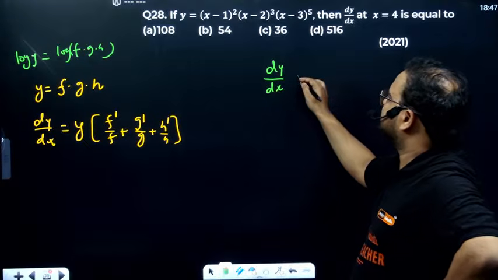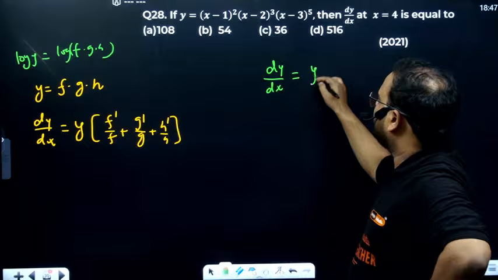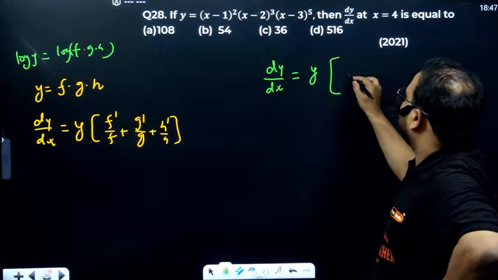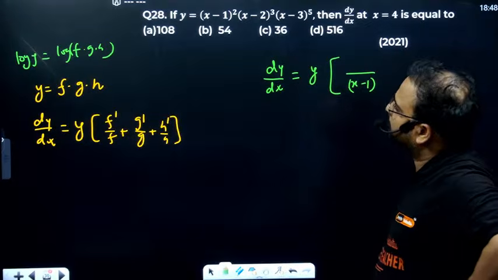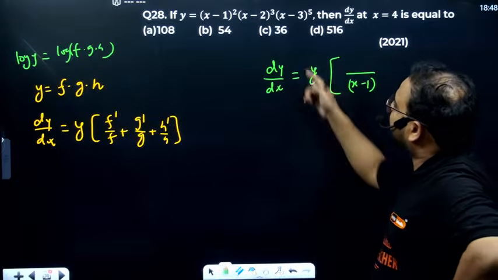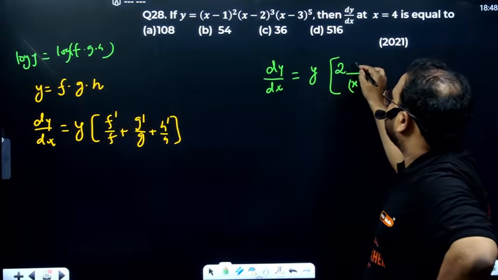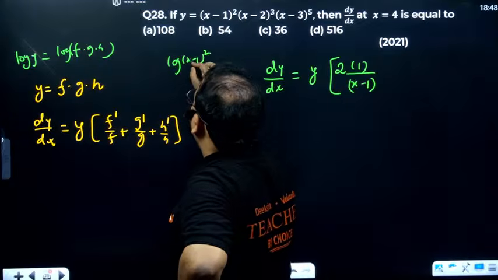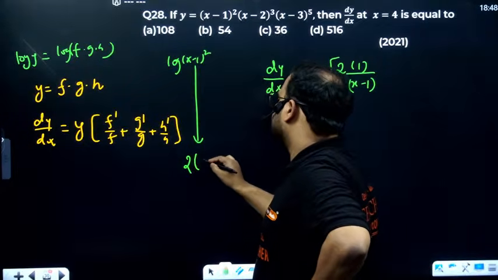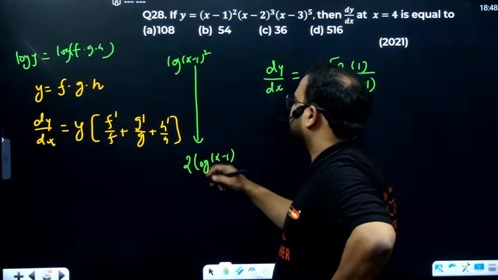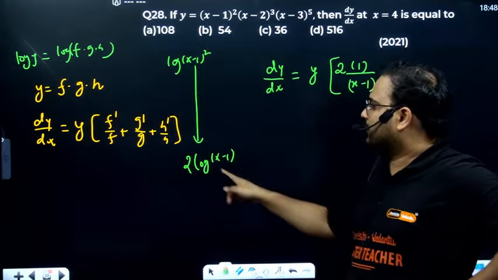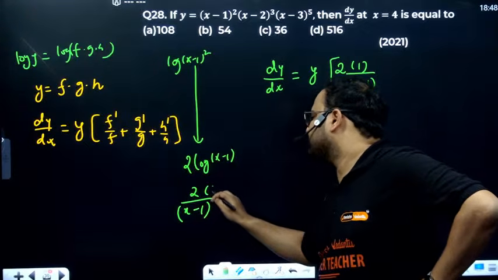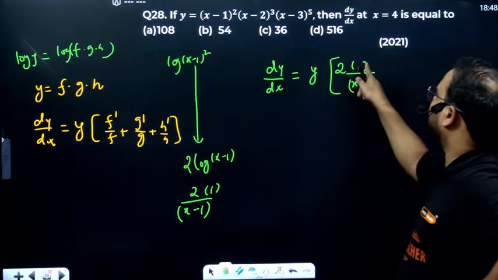So can I apply this? We'll be having y into the differentiation of this part. You'll be having x minus 1 over here. And 2 will also come in front. You'll have 2 over here into 1. Because if you have log of x minus 1 the whole square, this becomes twice of log of x minus 1. Differentiate. You'll have 2 upon x minus 1 times derivative of x minus 1, which is 1 only. That's why I've written over here 1.